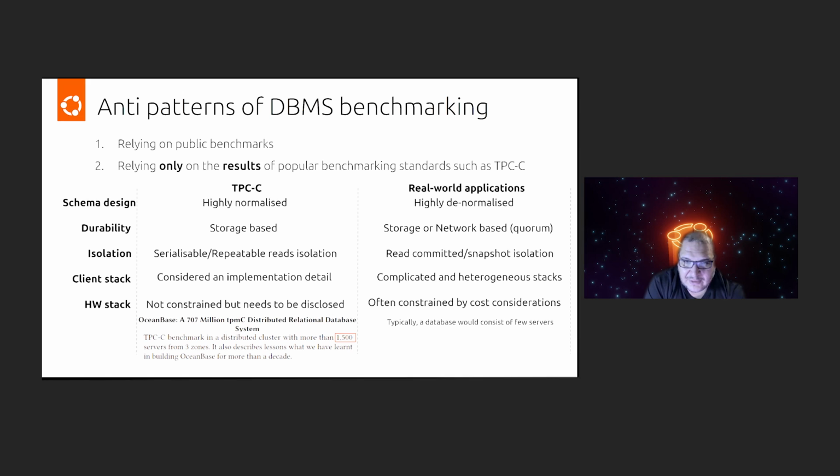But even knowing that this is difficult, it sometimes leads to results where people are claiming 707 million tpmC, which is the most used metric when we are talking about TPC-C. And this was achieved with more than 1,500 servers from 3 zones. Of course this might well be possible, but typically a database deployment would consist of a few servers. When I say few, it can really be 1, 2, or 3 servers, and I think that makes the bulk of database deployments.